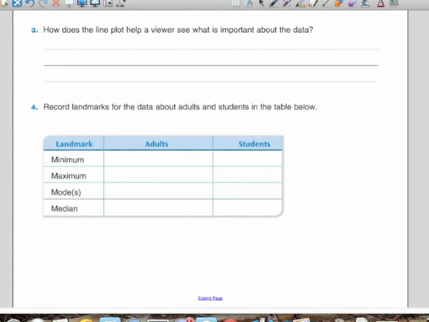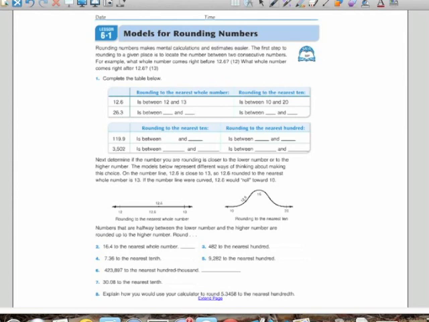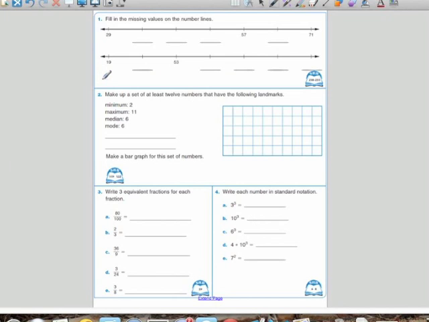When you are finished, you will then move on to the next page, which is all about rounding numbers. I want you to go ahead and read what it says up here above. It'll give you some insight and reminders about rounding numbers, and then go ahead and try this. This will need to be graded as well. And then lastly, you need to complete math boxes on your next page.